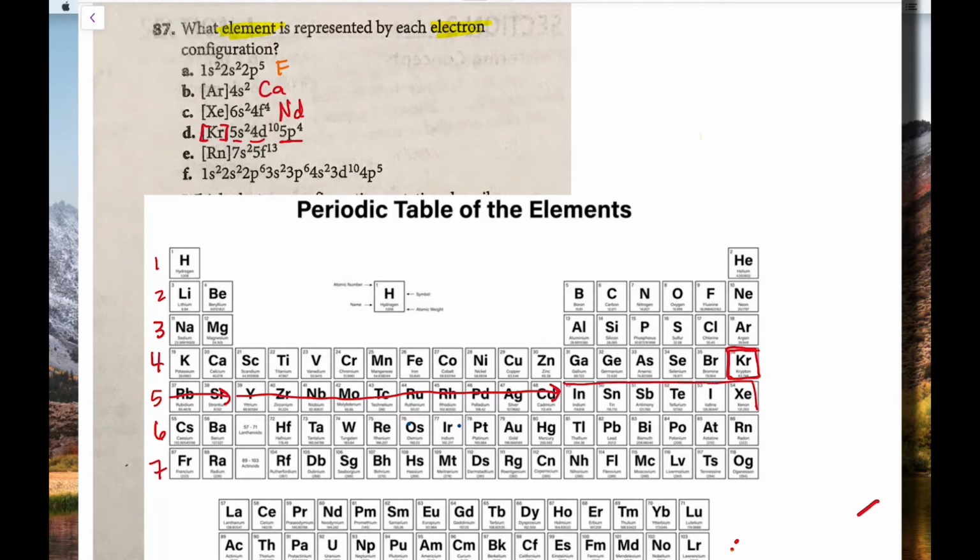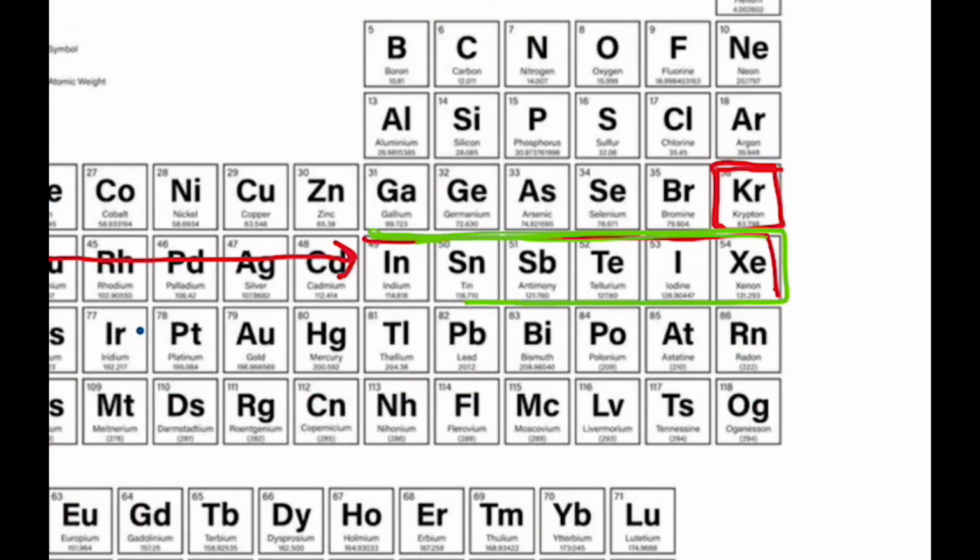Let me do it in green. My 5p row, let me thicken it up, 5p, and there are 4 electrons, so 1, 2, 3, and here it is, tellurium. That's my magic element there, tellurium. So that is tellurium. Okay, so hopefully that was helpful enough for you to get through number 87.